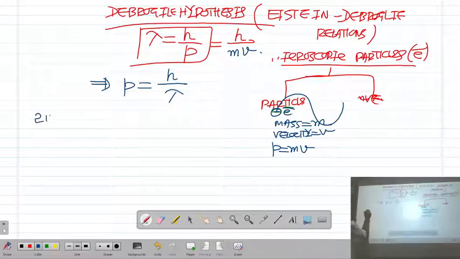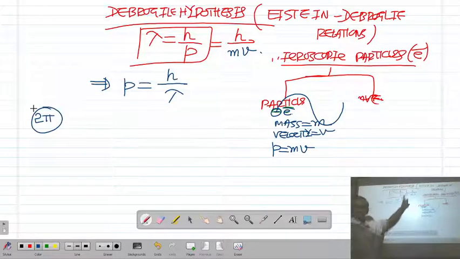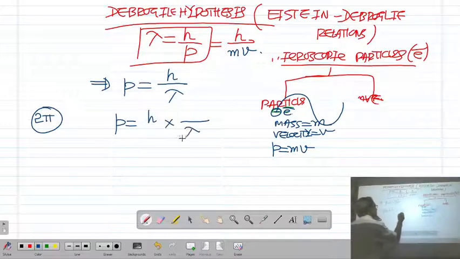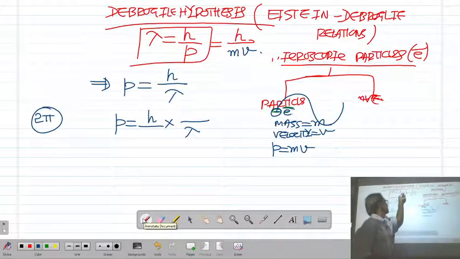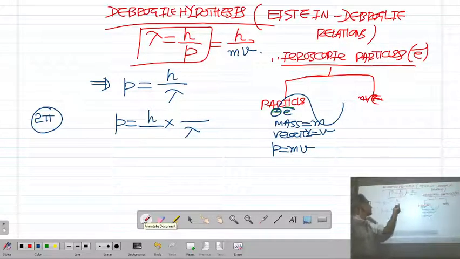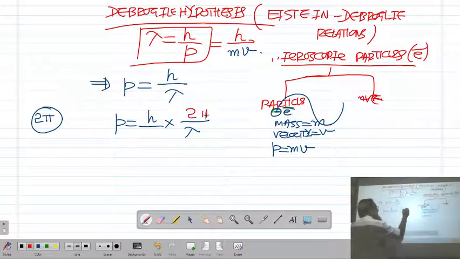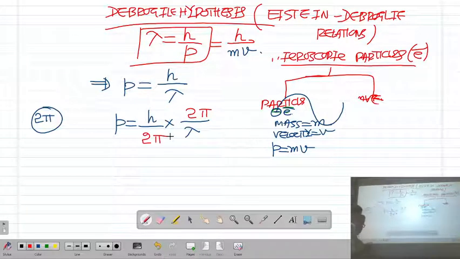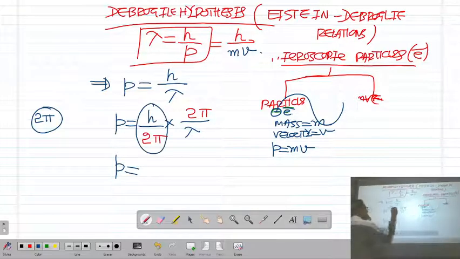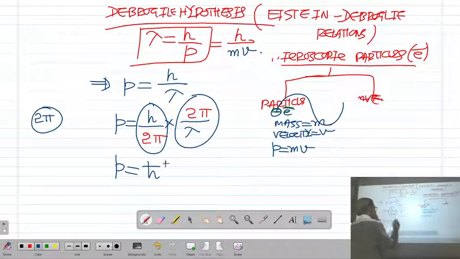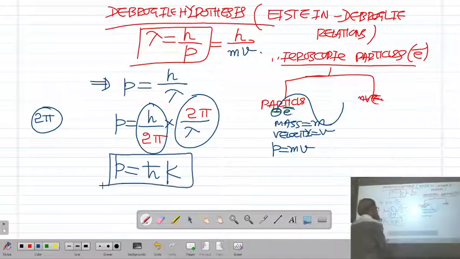Multiplying and dividing by the factor 2 pi, from the equation of de Broglie wavelength lambda is equal to h upon p, the momentum of the electron p is equal to h upon lambda. So let us multiply by 2 pi and divide by 2 pi. So we get p is equal to, h upon 2 pi is called h cross, and 2 pi upon lambda is called wave vector k. So p is equal to h cross k.